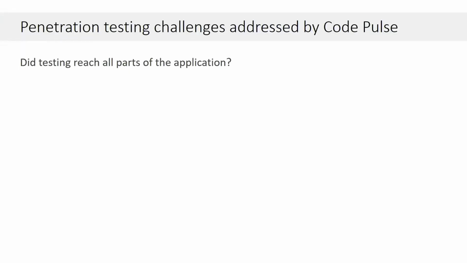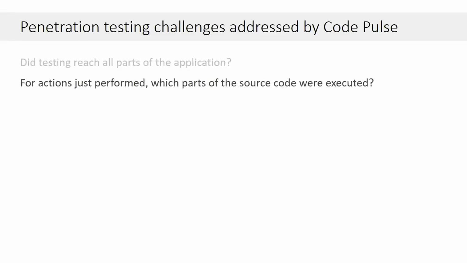So Code Pulse helps with several different things. It'll tell you if you reached all of the application. As you're doing actions within the application, you can see which parts of the source code were executed. So similar to the house analogy, where you're performing different ways of trying to get in and how you can get to different parts, the same thing you can do in real time to be able to see how much coverage you're getting and where you're going within the app based on the actions that you're performing.